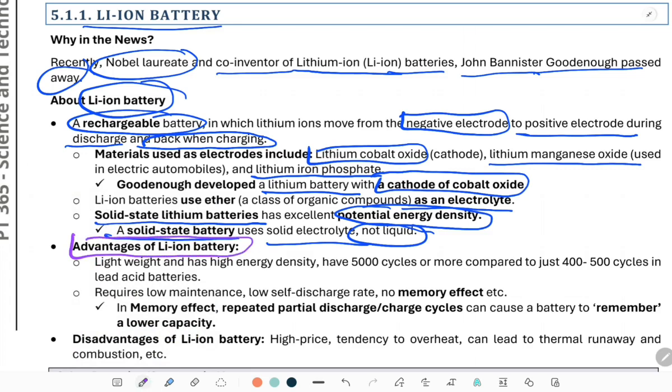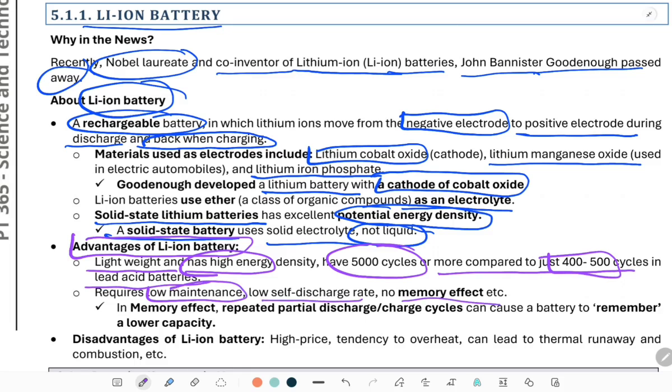Advantages of Li-ion battery. It is lightweight and has a high energy density and 5000 cycles, compared to just 400 to 500 cycles in lead acid batteries. Then it requires low maintenance, has a low self-discharge rate and no memory effect. In memory effect, repeated partial discharge or charge cycles can cause a battery to remember a lower capacity.